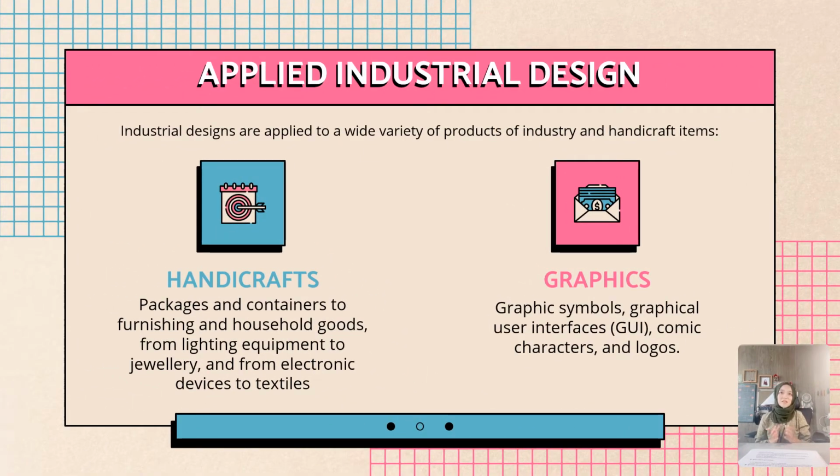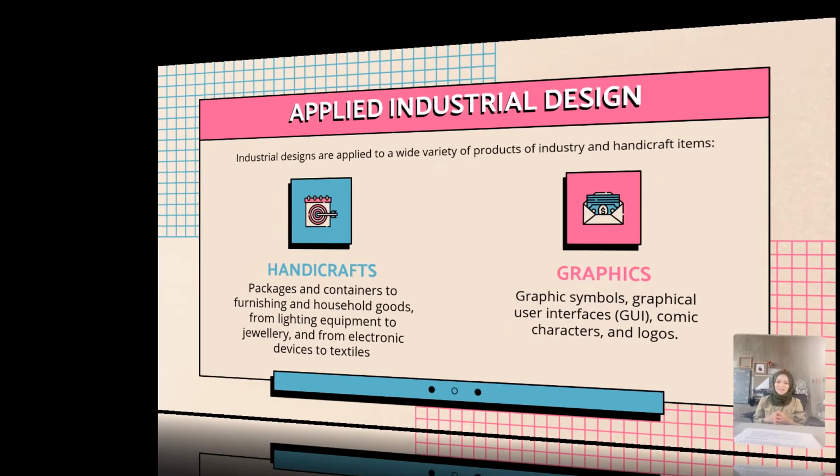And industrial designs are applied to a wide variety of products of the industry and also handicraft items, from packages to containers to furnishing and household goods, from lighting equipment to jewelry, and from electronic devices to textile. And graphic symbols, graphic user interfaces such as GUI, comic characters, and also logos are also covered under industrial design.